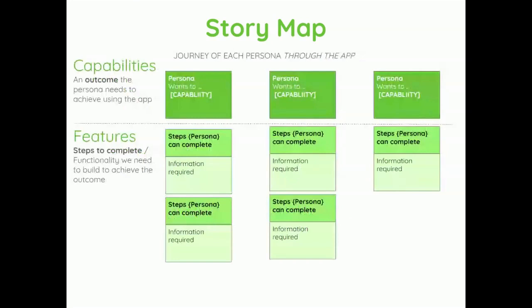So this is what the story map template will look like. At the top here, you'll be listing all the capabilities. So the outcome: what does your persona want to see or do to achieve using the application? And then features would be what are the steps, what are the functionalities that your persona will go through in order to achieve their main outcome.